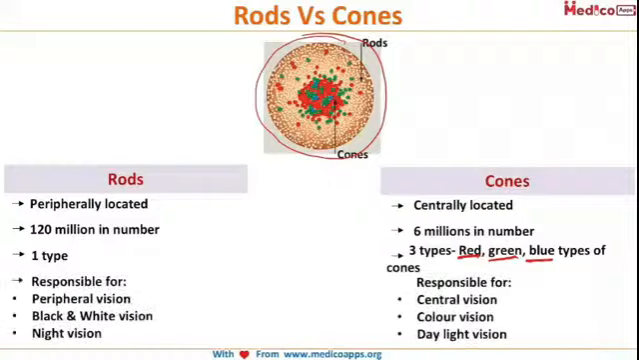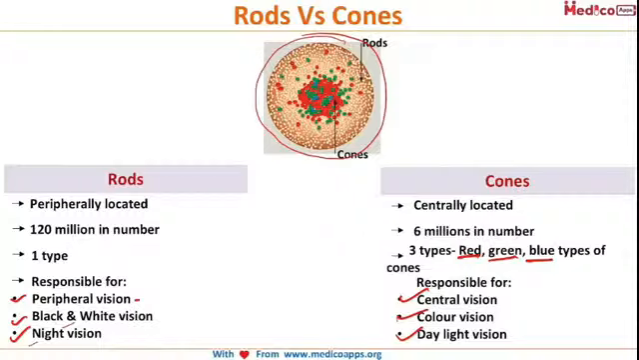Now coming to the function, the rods are responsible for peripheral vision, black and white vision and night vision. They are concerned with peripheral vision, black and white vision and night vision. Now the cones are exactly opposite to this. Peripheral becomes central in cones, black and white becomes color and night becomes your daylight vision. So that is about the differences between rods and cones.